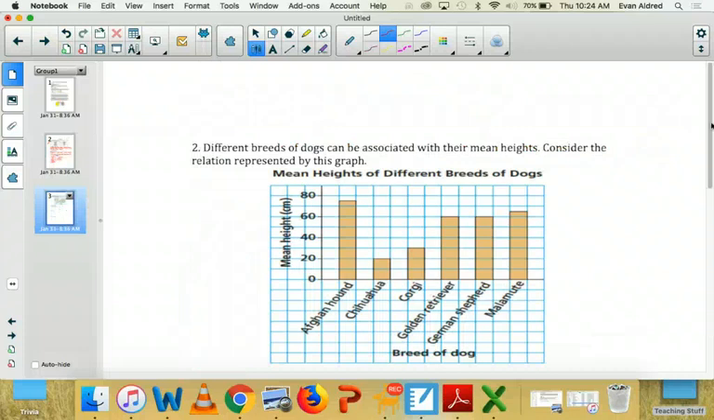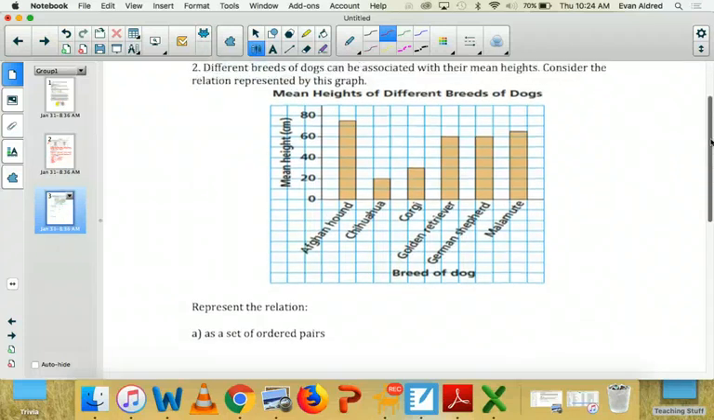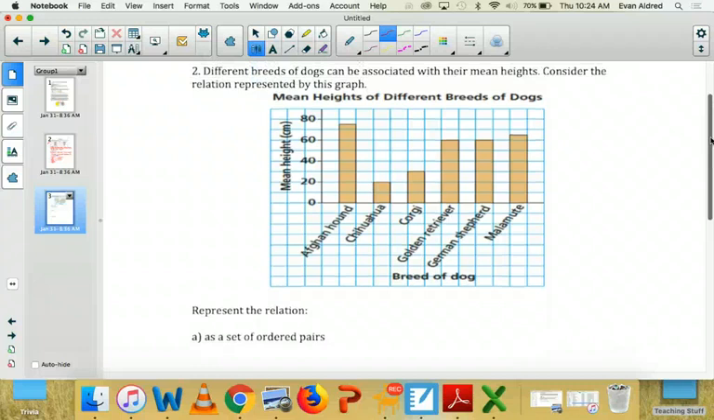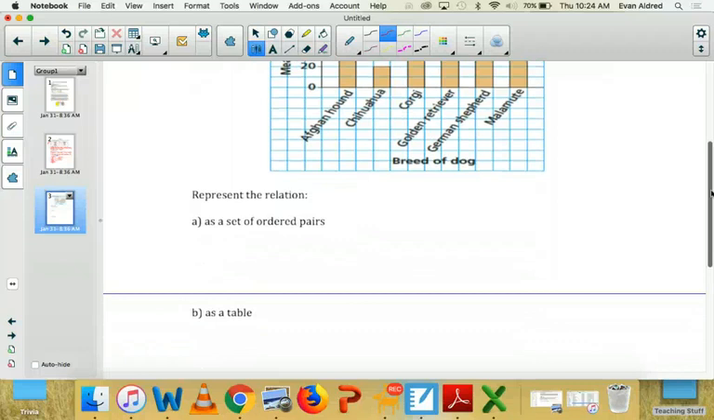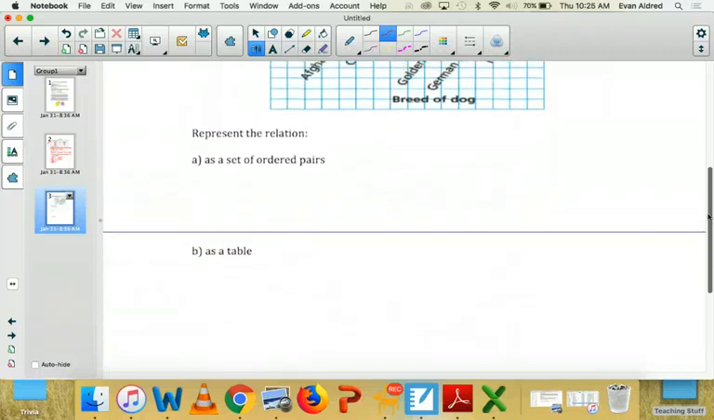Now you may be asked to represent different data, sometimes from something like a bar graph, but you're still going to represent it the same way. So here, we have different breeds of dogs that are associated by their mean heights. Consider the relation represented by this graph. So now we have to take our data and represent it as ordered pairs, as a table, and ultimately as an arrow diagram.